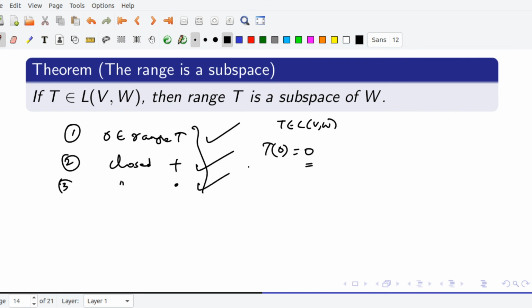So we can conclude that whenever T is a linear map from V to W, the range of T is a subspace of W. So we get two important subspaces related to the linear map. One is the null space and another one is the range space. Both of them are very important.